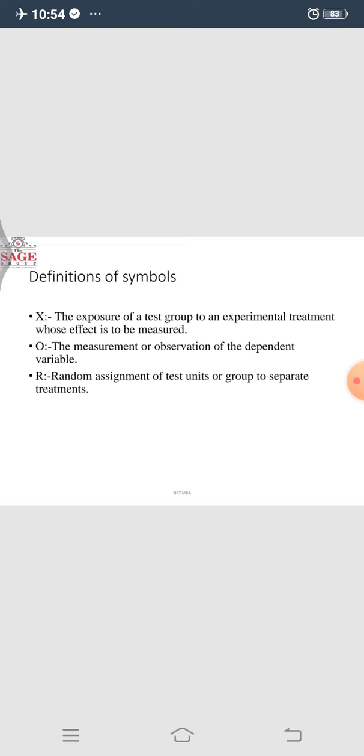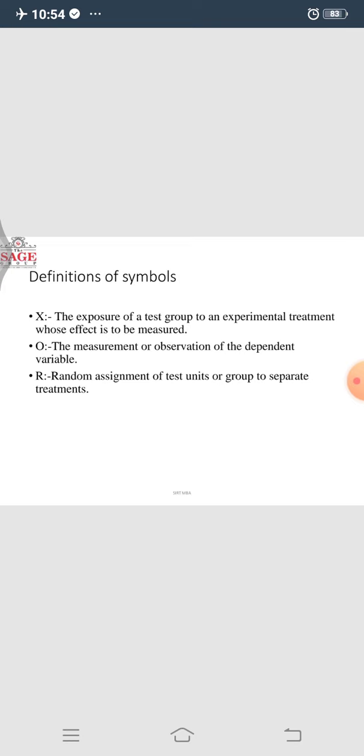In our last session we also discussed the various conditions that are required for any causal relationship to be established. For example, concomitant variation, time order of occurrence of variables, and absence of other causal factors. Now there are certain symbols that we use in designing experimental notation. First, in this session we'll be discussing that only.